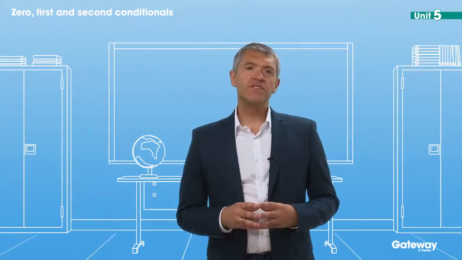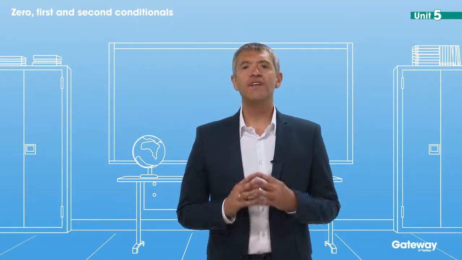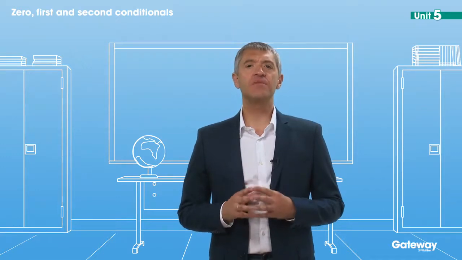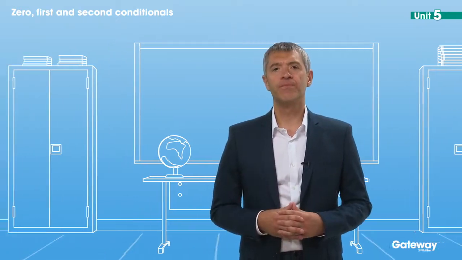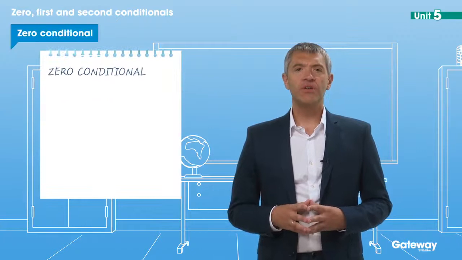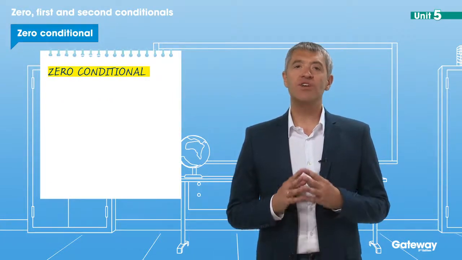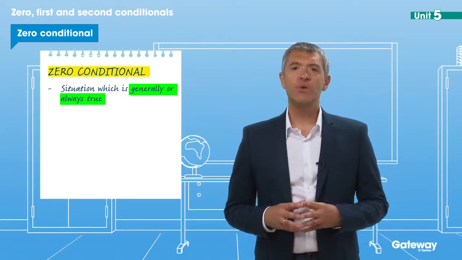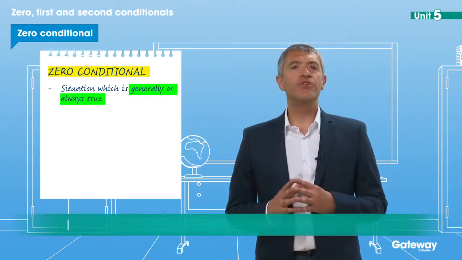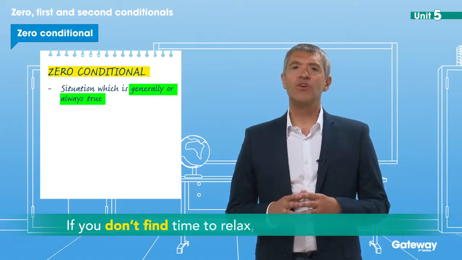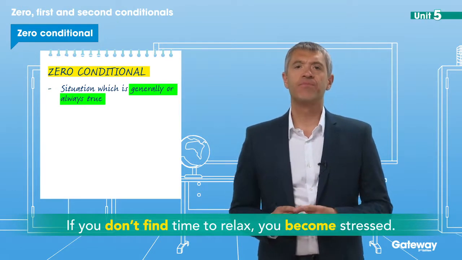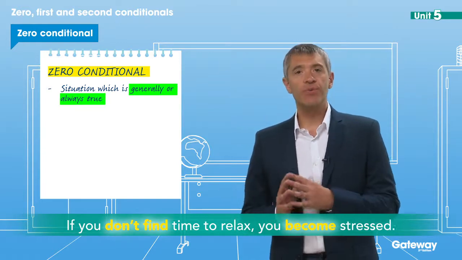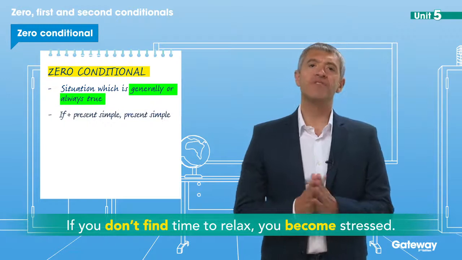Those 3 sentences that we've just seen are all conditional sentences. Let's look at 3 different types of conditional. The zero conditional describes a situation which has a consequence that is generally or always true. So we said, if you don't find time to relax, you become stressed. For the zero conditional, you can see that we use the present simple in both halves of the sentence.